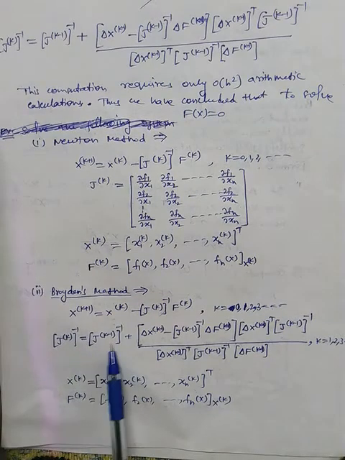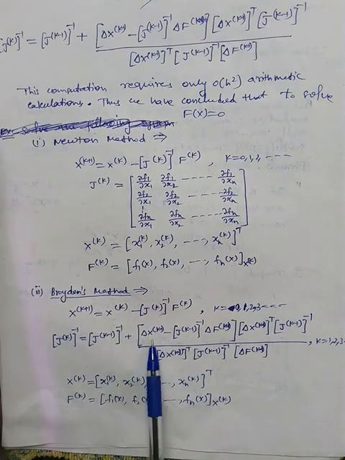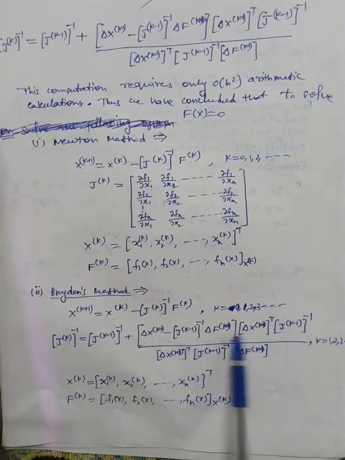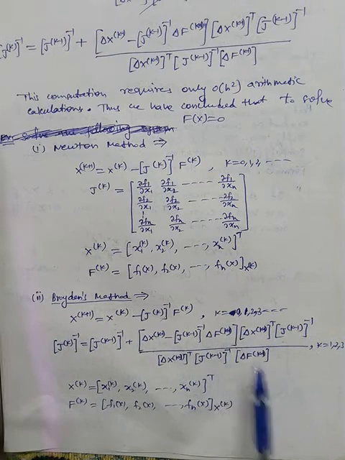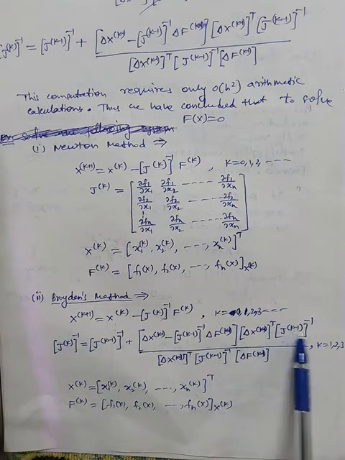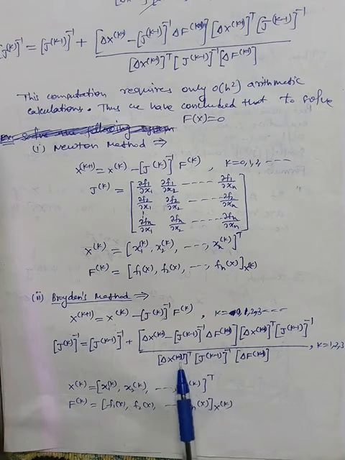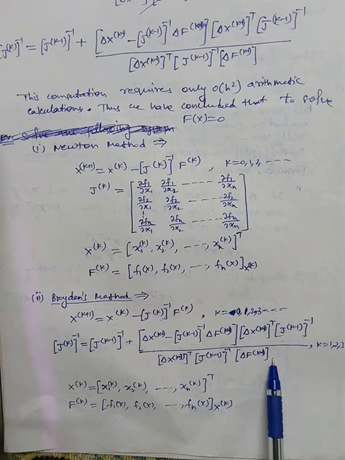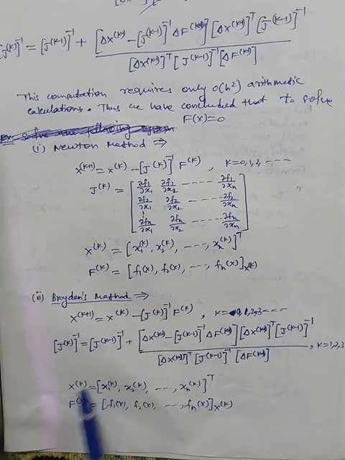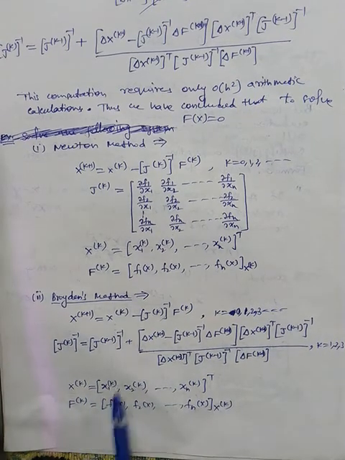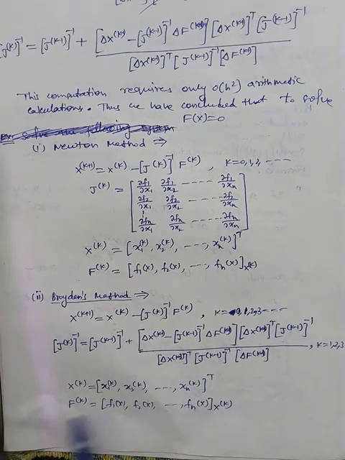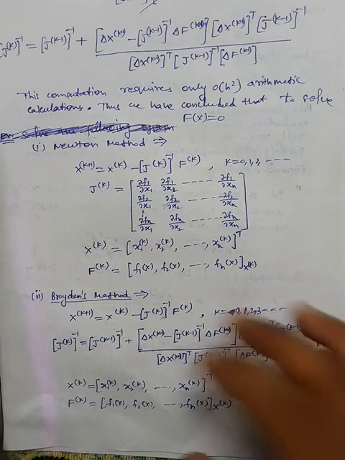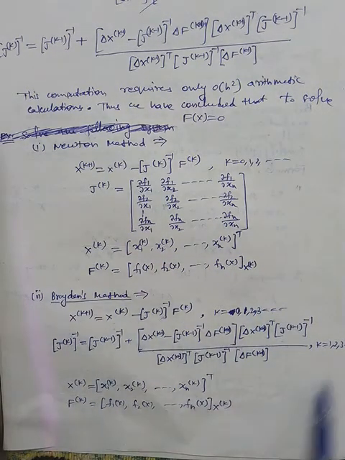So Jk inverse is Jk minus 1 inverse plus delta xk minus 1 minus Jk minus 1 inverse delta fk minus 1, this, then delta xk minus 1 transpose Jk minus 1 inverse divided by delta xk minus 1 transpose Jk minus 1 inverse delta f of k minus 1, where k is 1, 2, 3, and xk is the same, x1k, x2k, xnk transpose, fk is the same, f1x, f2x, fnx at point xk. So the formula is the same, only the difference is this updation.